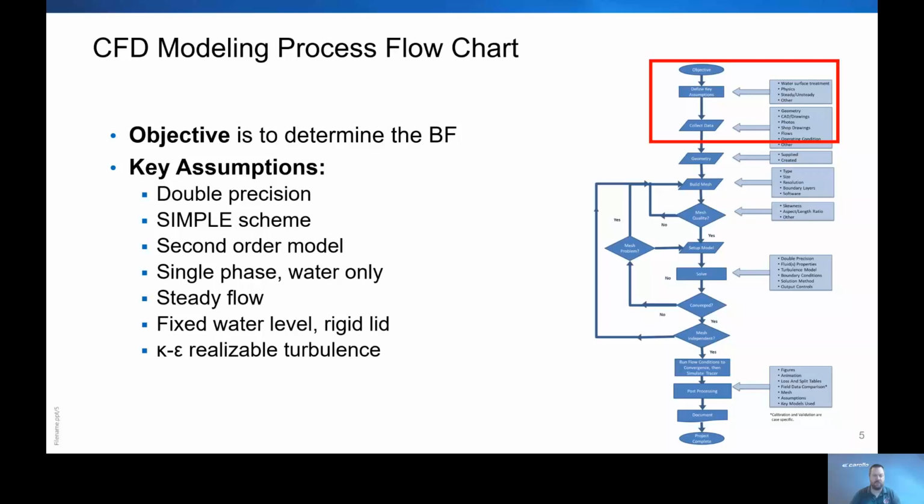It's single phase with water only, with water being the primary fluid, as well as the tracer having the same properties as water. There's going to be a steady flow rate through the system, and the water level is constant. So given the steady flow rate and fixed water level, we are able to use a rigid lid approximation where the water level doesn't fluctuate and it is set as a wall with zero shear. We'll be using a k-epsilon realizable turbulence model to resolve the turbulent fluid motion.